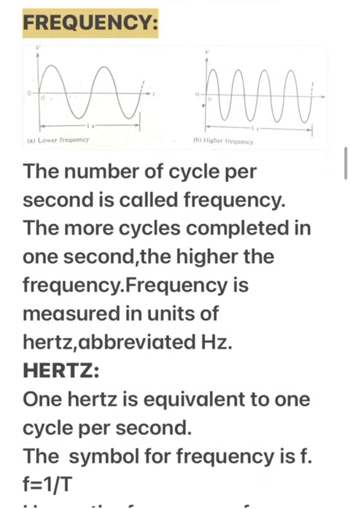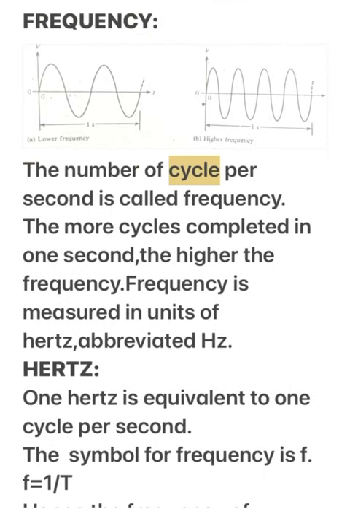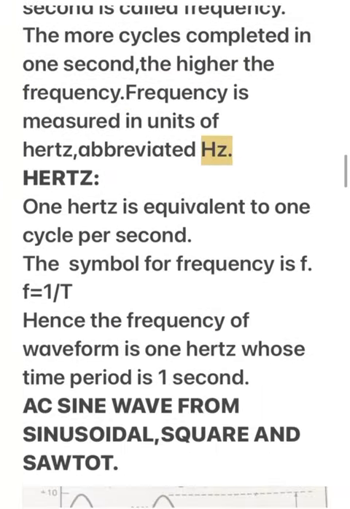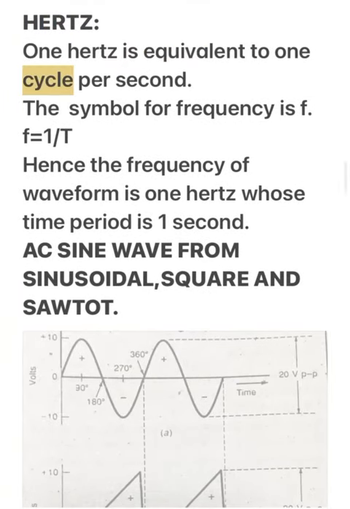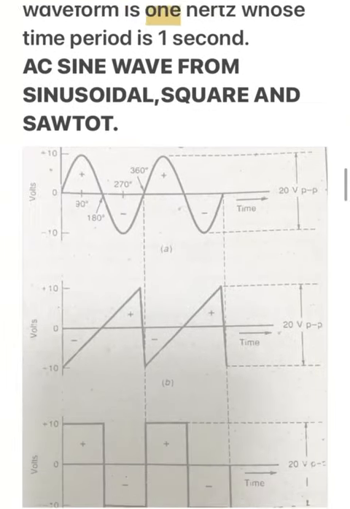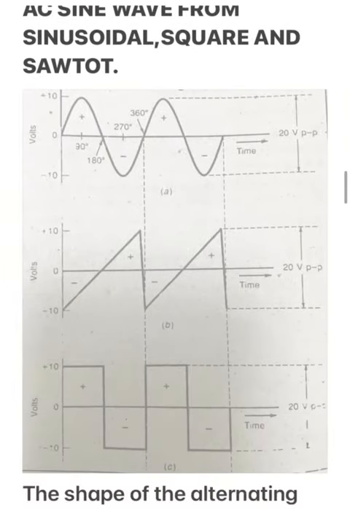Frequency. The number of cycles per second is called frequency. The more cycles completed in 1 second, the higher the frequency. Frequency is measured in units of Hertz, abbreviated Hz. 1 Hertz is equivalent to 1 cycle per second. The symbol for frequency is f, f equals 1/T. Hence the frequency of a waveform is 1 Hertz whose time period is 1 second.